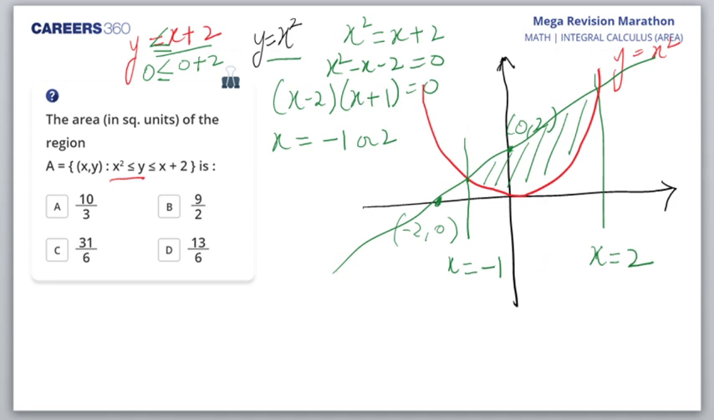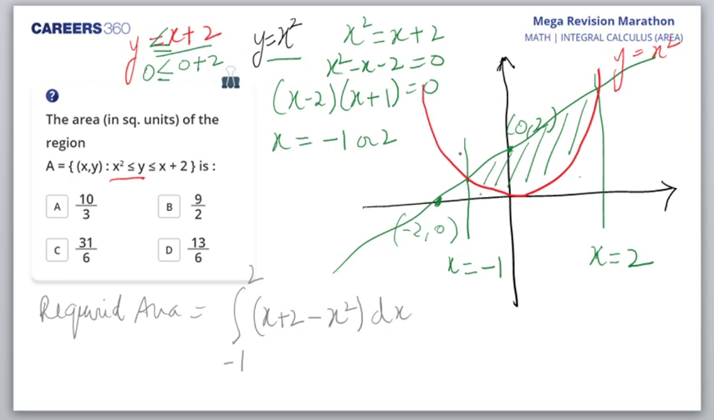How to write the expression for the required area? The required area would be the area under the line minus the blank area, which is the area under the parabola. So we write between minus 1 and 2, line minus parabola. Is that okay? The line is x plus 2, the parabola is y equal to x square, dx. I hope students you understood it.